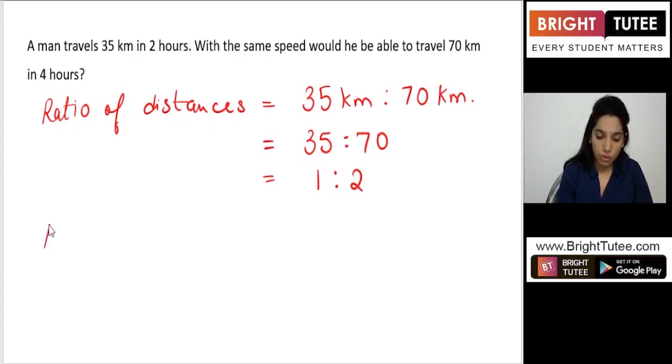Now let us check what is the ratio of time.